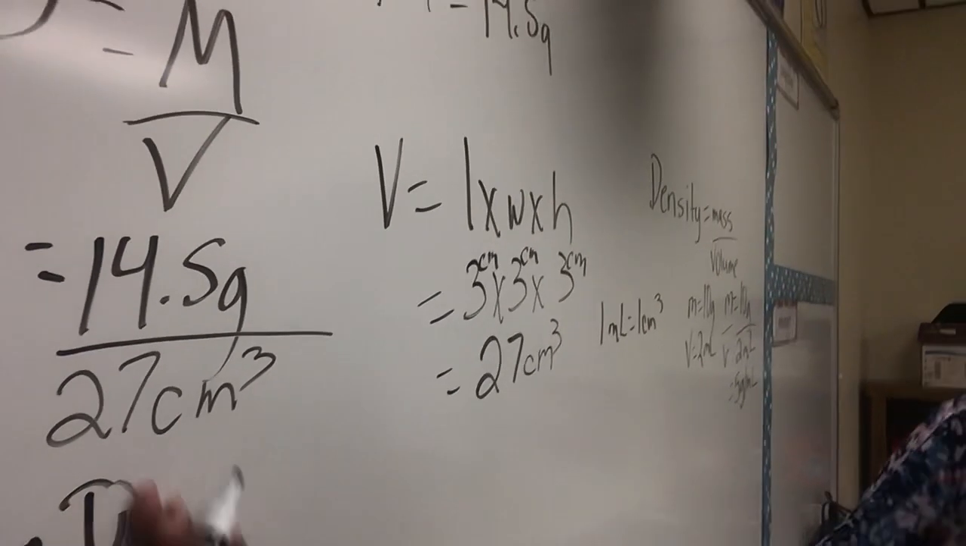So we're going to come to our trusty calculator again, because remember, we're in 8th grade. So last year I know you did your work by hand. This year you do get a chance to use a calculator, so that helps you a little bit. All right, so I'm going to put in 14.5 and I'm going to divide it by 27. That is going to give me 0.54. So I'm going to write my answer is going to be 0.54 grams per cubic centimeter.